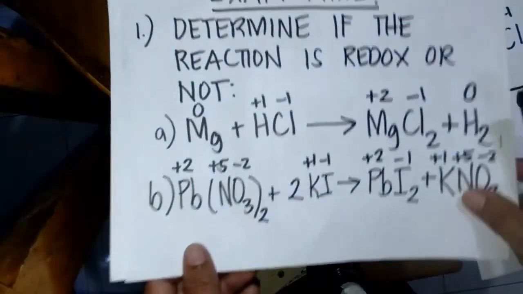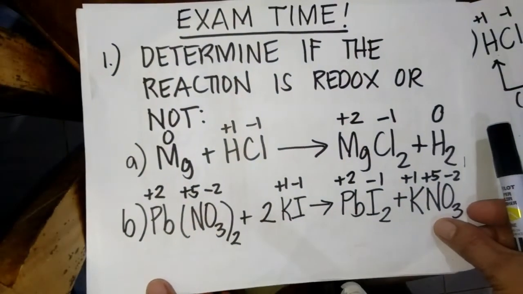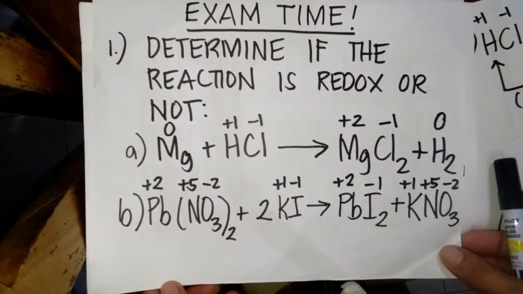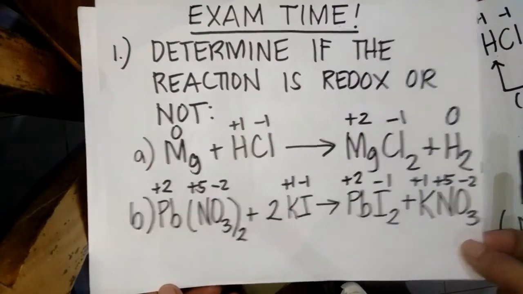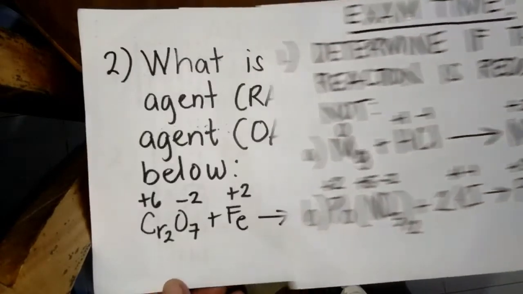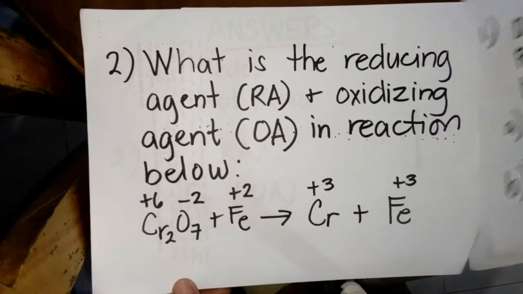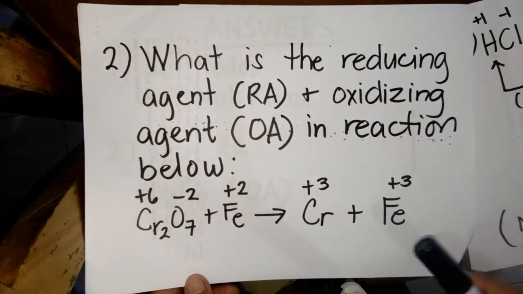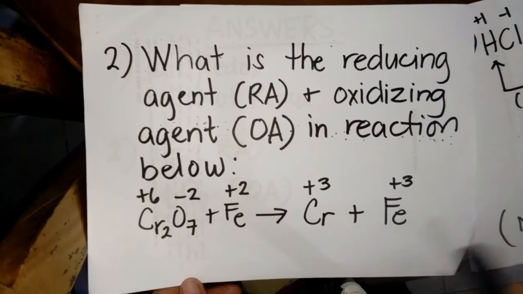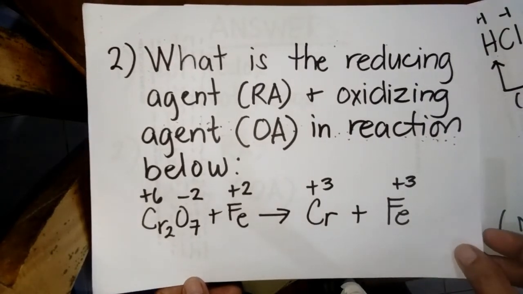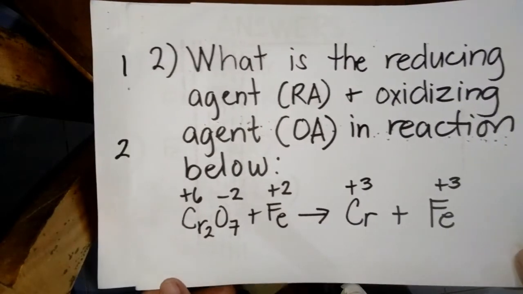So we have exam time. Determine if the reaction is redox or not. You may pause this for a while. After computing, another question, number 2. What is the reducing agent or oxidizing agent in the reaction below? You may also pause so you can solve. Okay, and here is our answer.